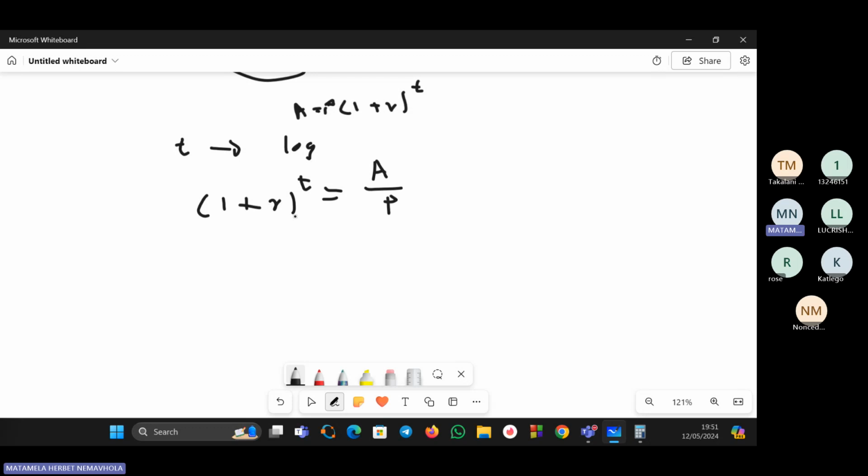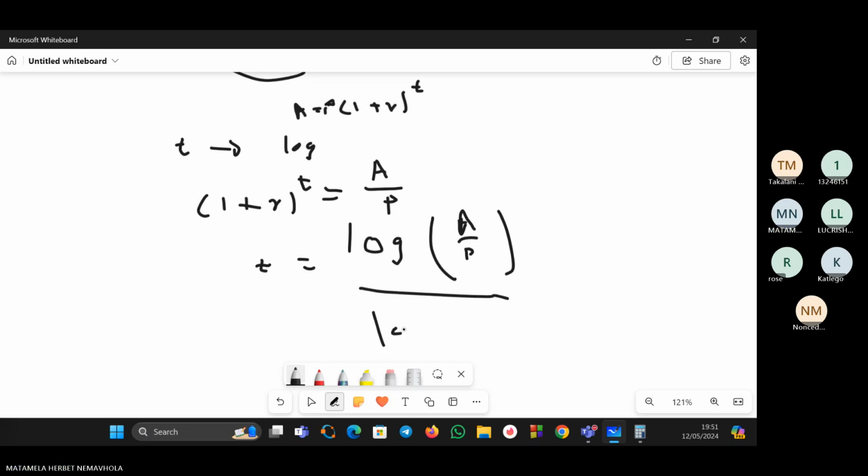Then after that, to get our T here, the only way, this is the formula that I'm telling you how you do it. You say log those values. You can first get those values, or even if you are using a Casio, you just say log A over P. You divide by log of 1 plus R. Then the answer that you get there is the number of years.